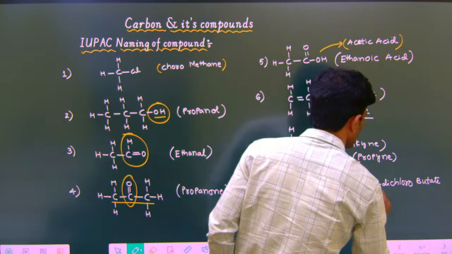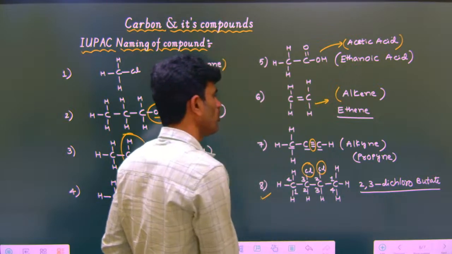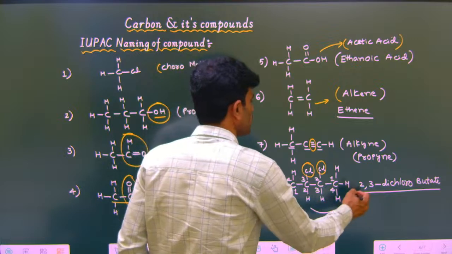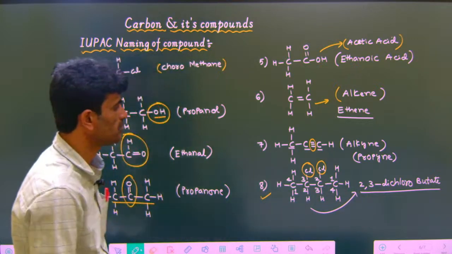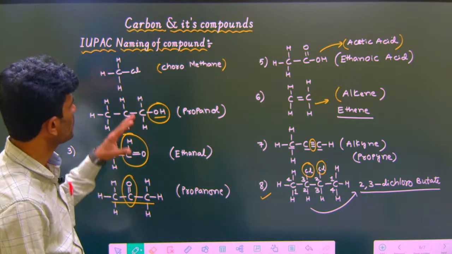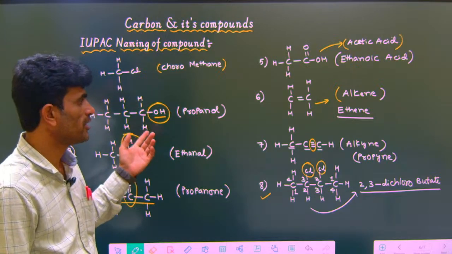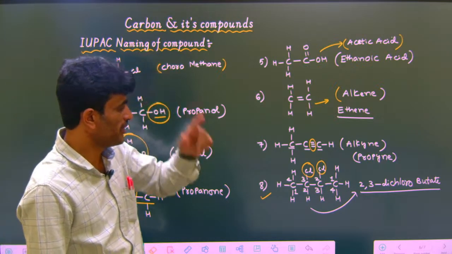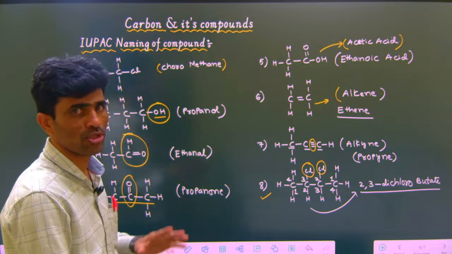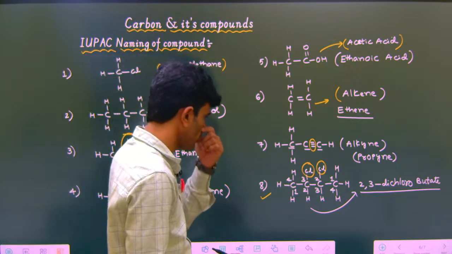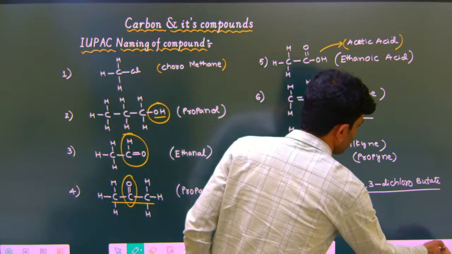So what is it? 2,3-dichlorobutane is the name of this structure. Hope you understood this, all of you. How to write the name if the structure is given, and if the name is given, how to draw the structure. You have to know both. It is a very important topic for your final exam.